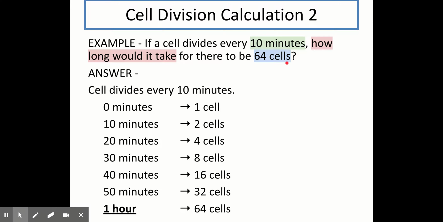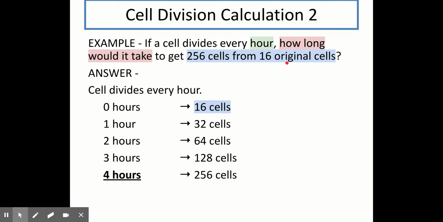Then I go to the left-hand side and start writing out increments of 10 minutes until I get to the bottom, and then that'll tell me the time. So 0, 10, 20, 30, 40, 50, and 1 hour. So it takes 1 hour to make 64 cells. So 1 hour is my final answer.